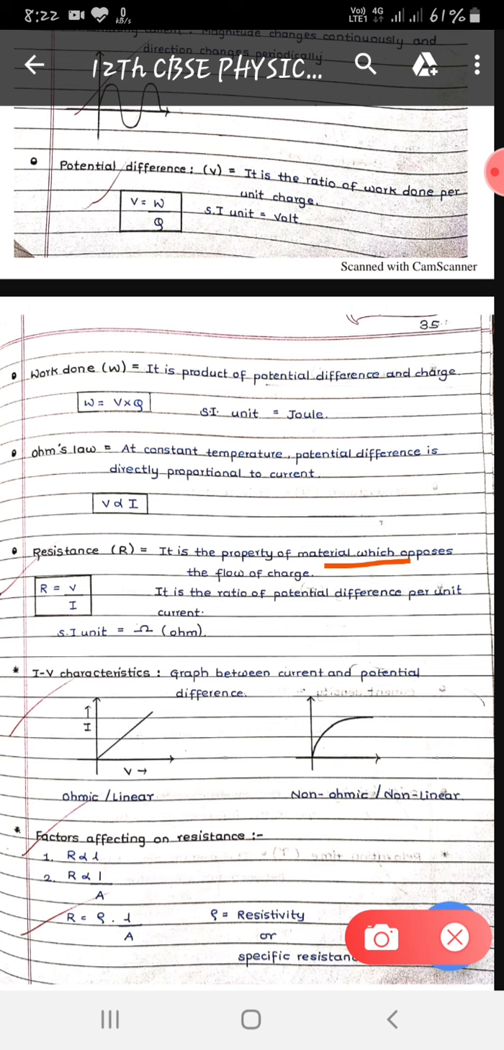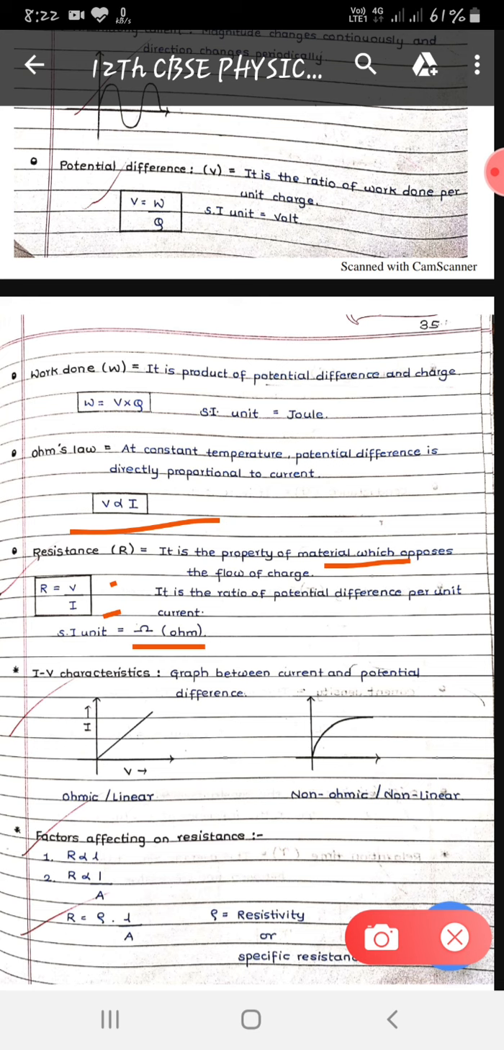This property is called resistance, and resistance is indicated by the symbol capital R. The formula for resistance is potential difference upon I, from Ohm's law, isn't it? We can say it is the ratio of potential difference upon I, and the SI unit of resistance is ohm, as it was named after the scientist Ohm.